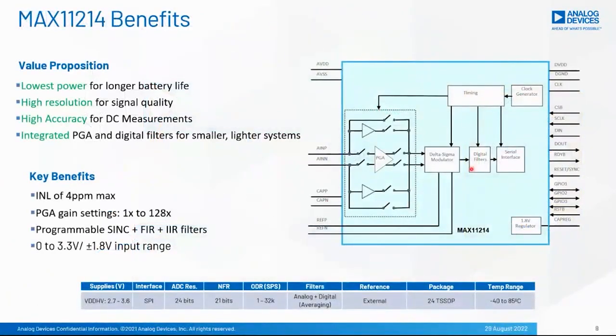As we have seen, MAX11214 is a perfect device for temperature sensor applications. It has the lowest power for comparable SNR to increase battery life, and it has a 21-bit noise-free resolution for quality signal conditioning. It is integrated with PGA and digital filters, and it is good for BOM reduction and size reduction on your PCB. And high input impedance makes it perfect for bridge applications.